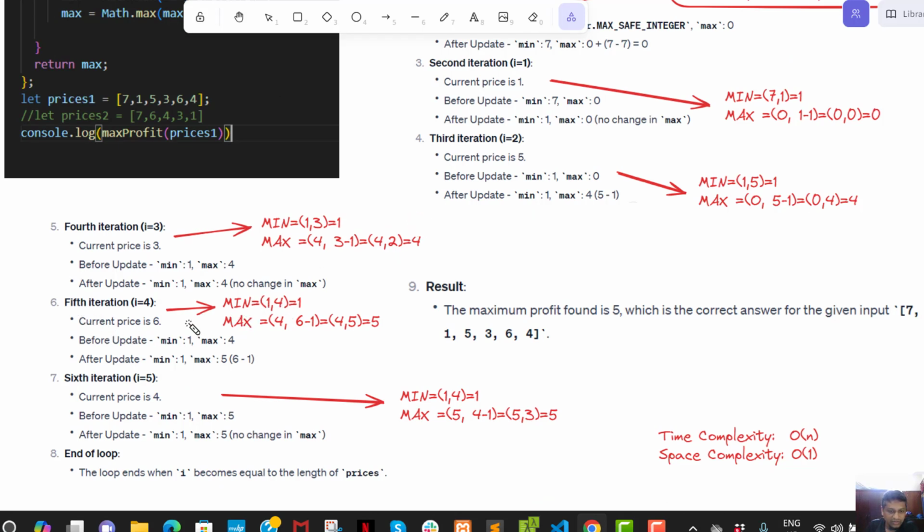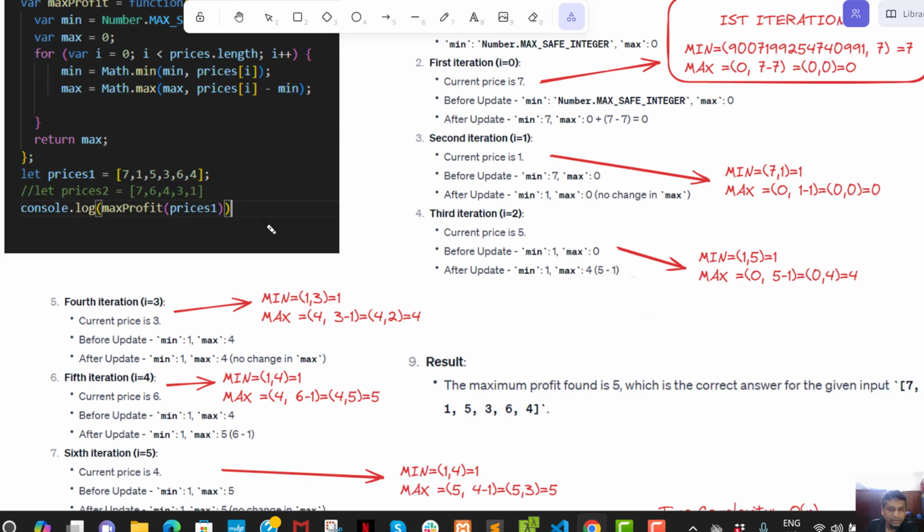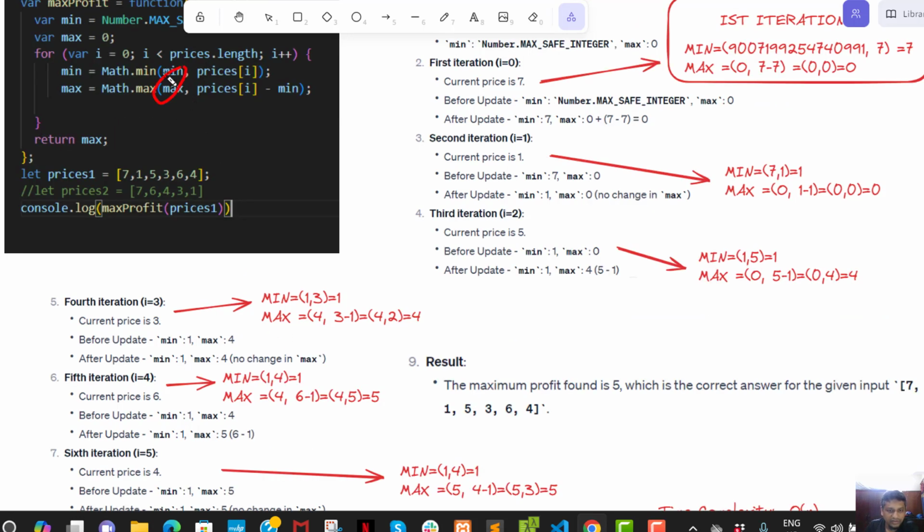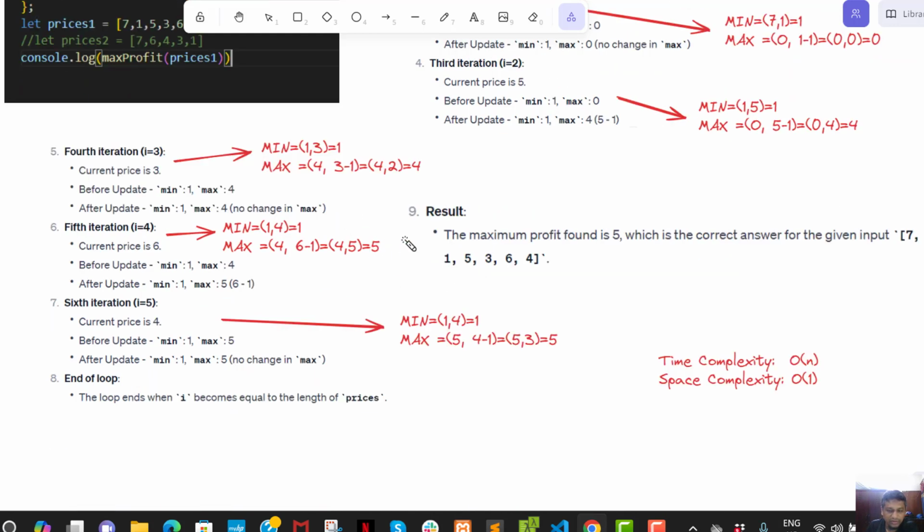Here min is 1, coming from here, and the current price is 4. So between 1 and 4, it is 1, and max is equal to 4. The current price is 6, and min is equal to 1. So between 4 and 5, it is becoming 5. So up to that iteration, my maximum profit is 5.